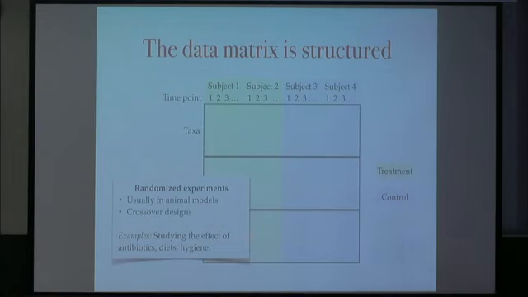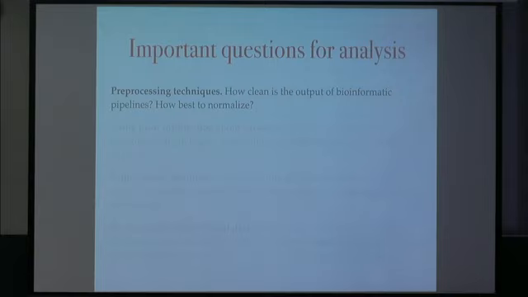What is the effect of all these pre-processing techniques? How clean is the output of the bioinformatic pipelines that I briefly described? What is the best way to normalize the columns of the matrix? Does that have an effect on the outcome of the analysis? All of that is still unclear. The analysis of this type of data set is in its infancy.